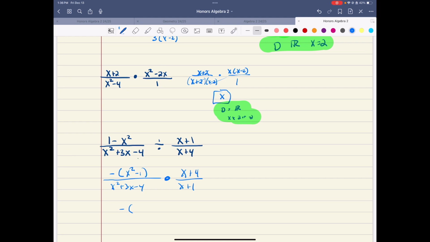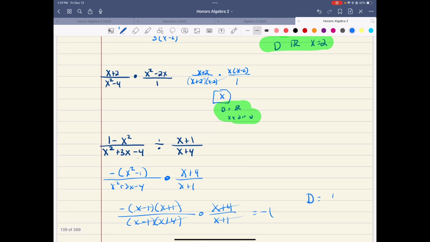So I already factored that one, kind of. But it's going to be x minus 1, x plus 1. And this is going to be x minus 1 and x plus 4 times x plus 4 over x plus 1. The x plus 4s cancel. The x minus 1s cancel. We're left with negative 1. How nice is that? Domain here is going to be all reals except for x cannot equal 1, negative 4, or negative 1.